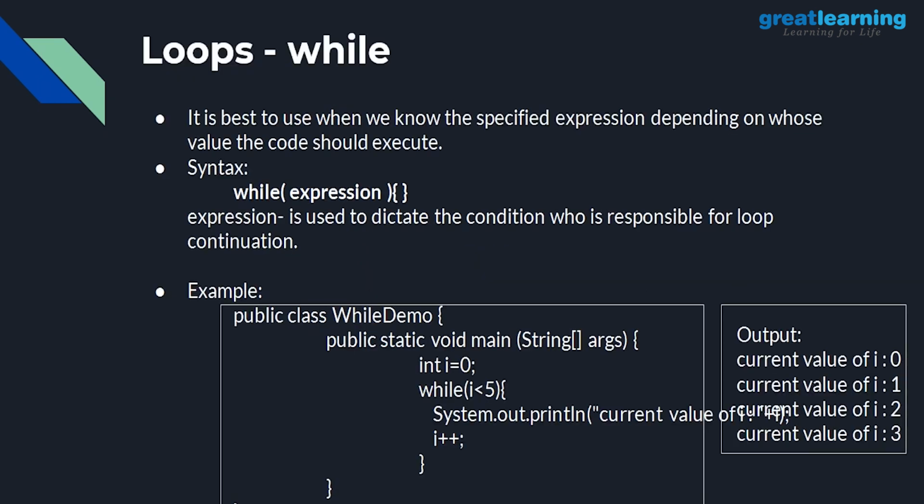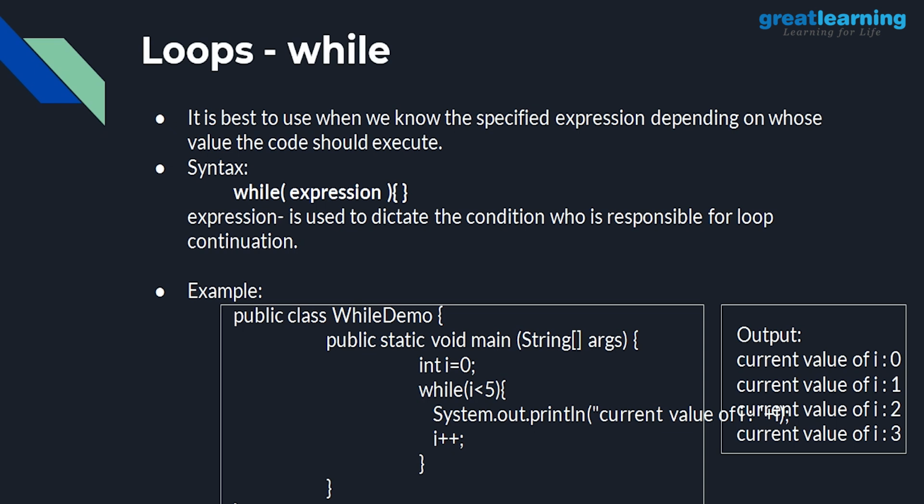Okay. Now let's talk about loops. So basically there are two major loops that we encounter in our day-to-day programming, that is while loop and for loop. We also have do while loop. We will check that also in this session, but the main loops are while loop and for loop. It's best to use when you know the specified expression depending on whose value the code should execute. What do you mean by this? We must know what expression we want to execute it on.